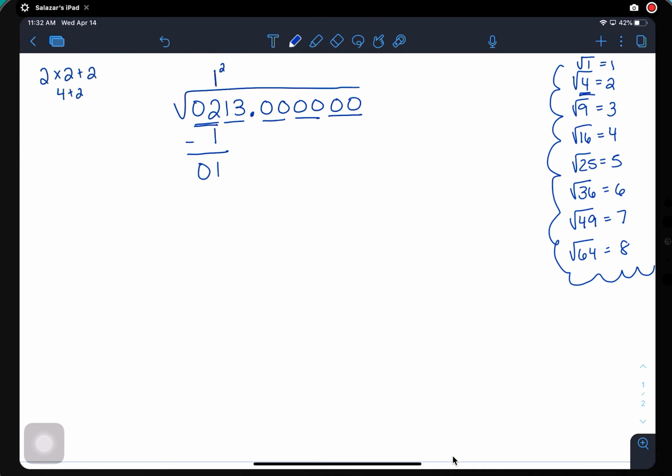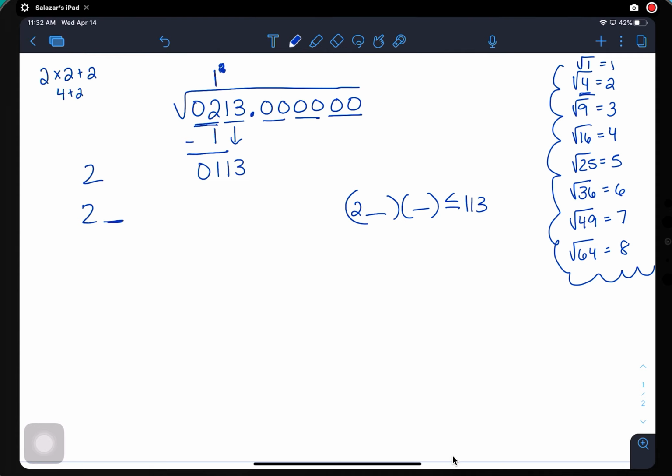Okay, and then my magic numbers here on my left side, I'm going to take whatever number I started with, that 1, and double it. So 1 times 2 is 2, and that's what I'm starting with here. So we're going to have a 2. The next set of numbers I'm bringing down is that 13. So now I have 113. So I know that my next magic number is going to be 2 something times that same something. So 2 something times that something is going to be less than or equal to that 113 that I just got.